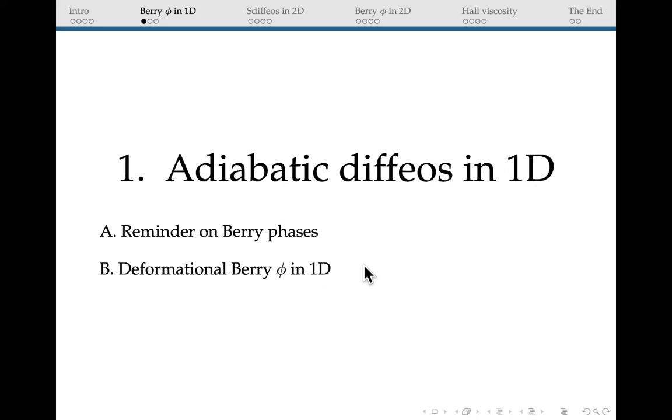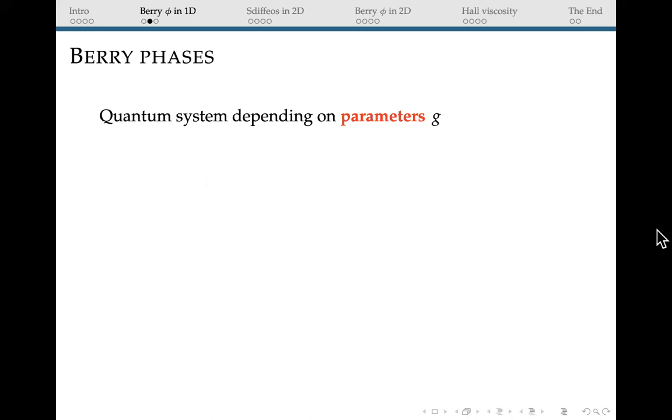So to introduce Berry phases, suppose that you consider a quantum mechanical system whose Hamiltonian depends on a certain set of continuous external parameters. Here, I'm collectively denoting these parameters by the letter G, because I want you to think of them as being labeled by a point in a group manifold. But at this stage, you should just think of this as a convenient shorthand notation for the full set of continuous parameters of the system.